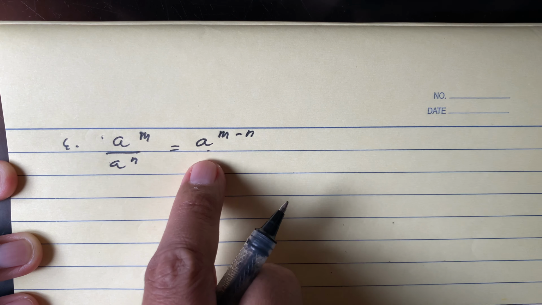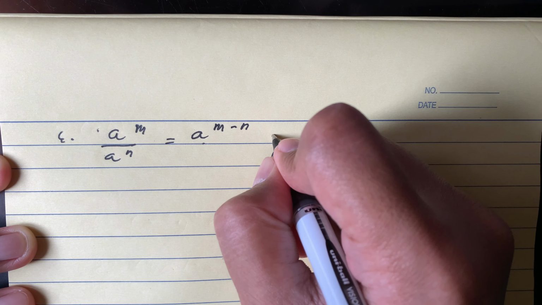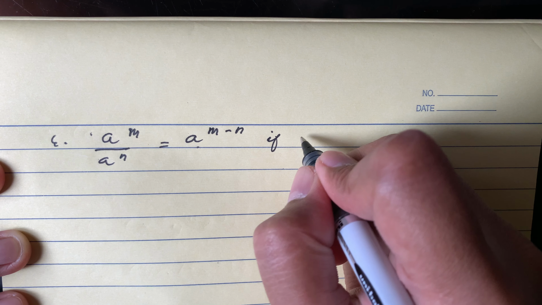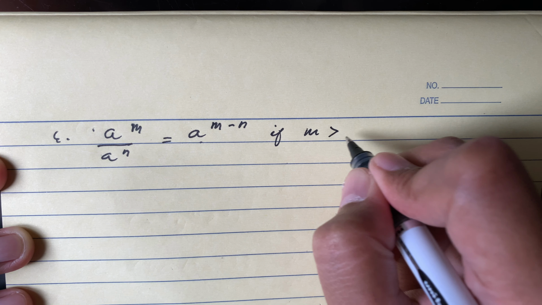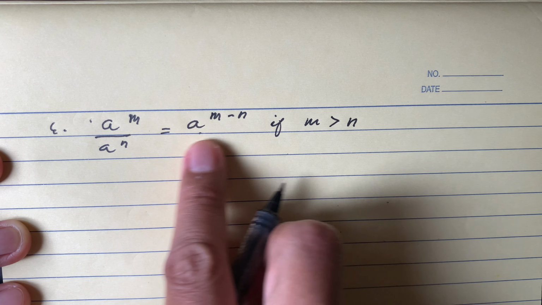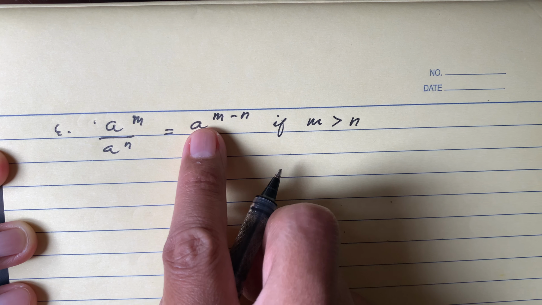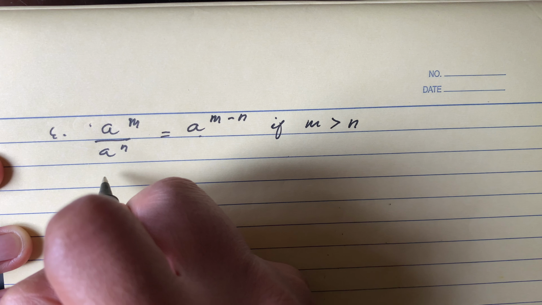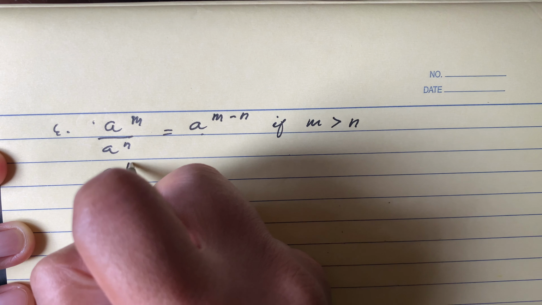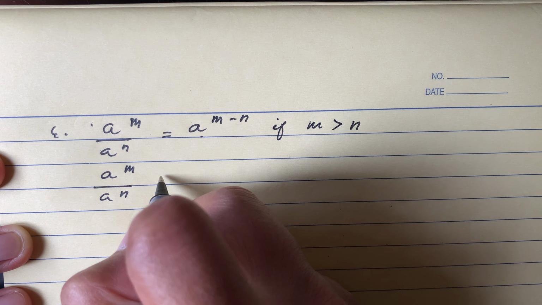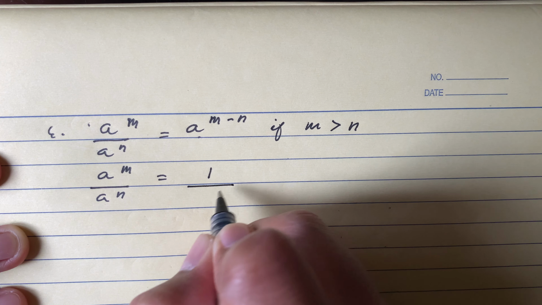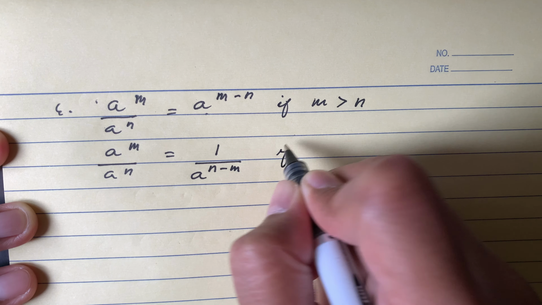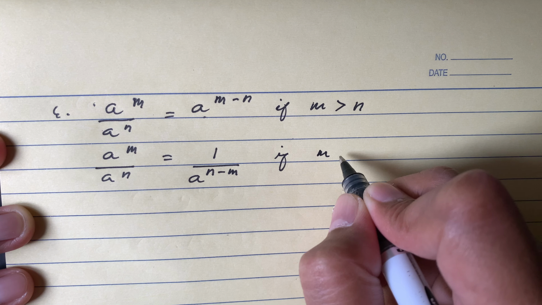And this result will only be followed if the exponent of your numerator is greater than the exponent found under the denominator. So you're going to use this: a raised to the difference between m and n if m is greater than n. Then, if we have, let's say, a raised to the power of n divided by a raised to m, it is equal to 1 all over a raised to the difference between n and m if m is lesser than n.